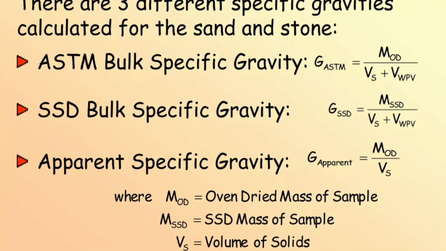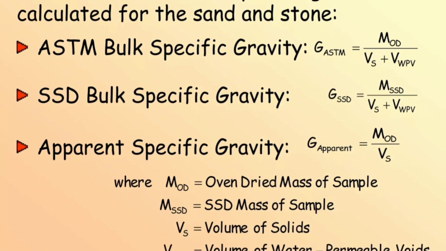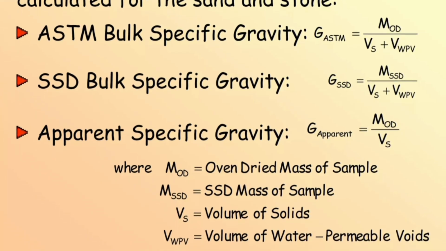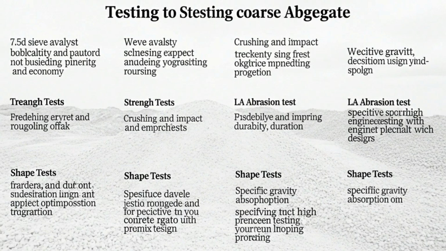In conclusion, testing coarse aggregate is not a bureaucratic hurdle. It is a fundamental engineering necessity. Each test gives you a piece of the puzzle. The sieve analysis tells you about workability and economy. The crushing and impact test tell you about strength. The LA abrasion test tells you about durability. The shape test tell you about compactability. And the specific gravity and absorption test feed directly into your mix design.